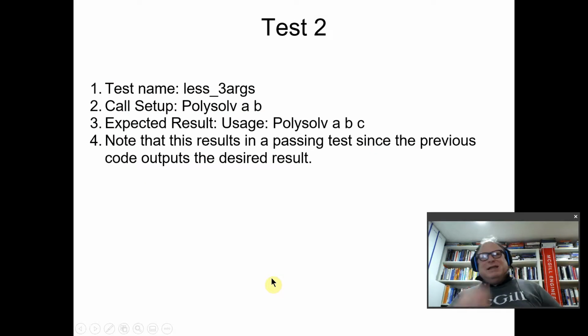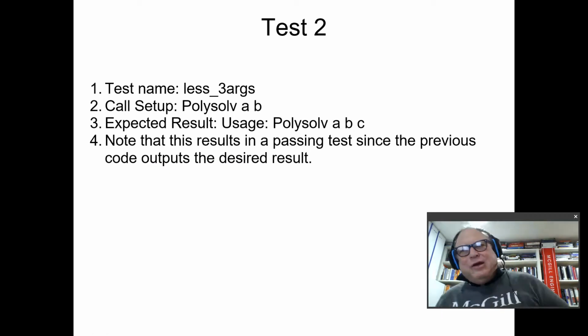We go to the second test. In this case, the programmer says, well, what if we have less than 3 arguments? We should get an error message then too. And they provide the same error message, which is usage polysolve ABC. Now this is, I guess, a reasonable test. It's certainly a reasonable error condition.